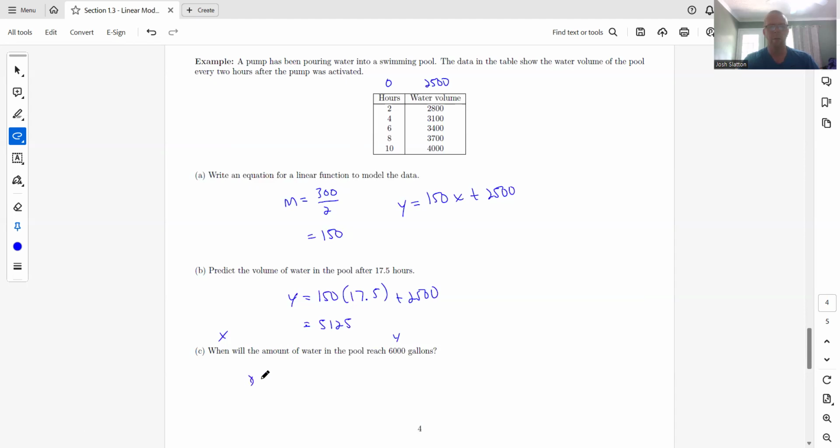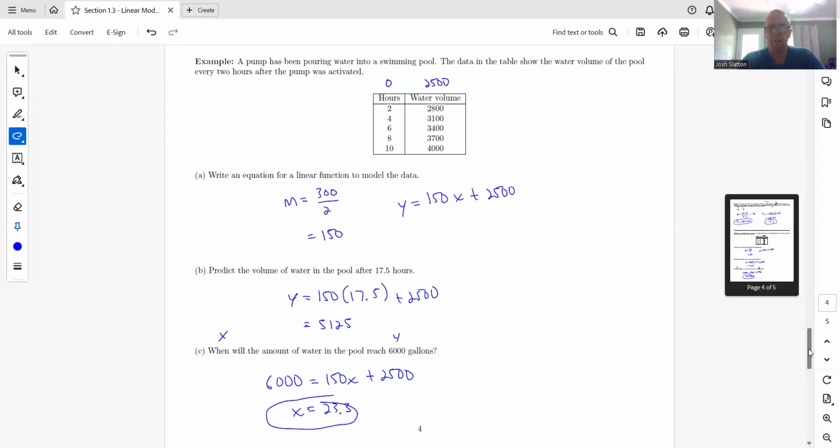So 6,000 equals 150x plus 2,500, and we can solve that for x, and I'll skip the algebra steps, and we get 23.3. So after 23.3 hours, 23 1/3 hours, to be more precise, we'll have 6,000 gallons.